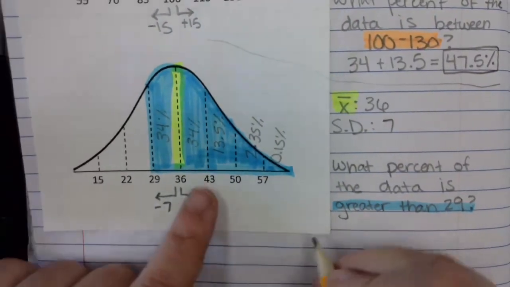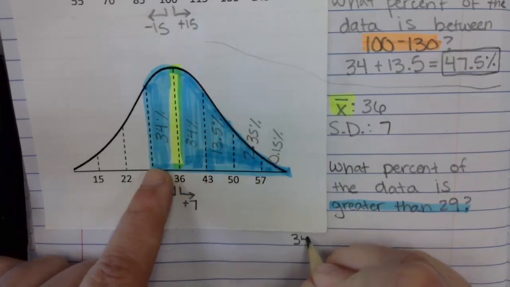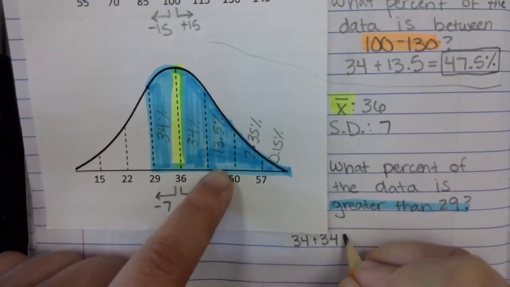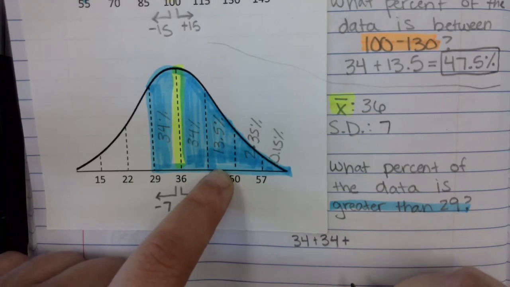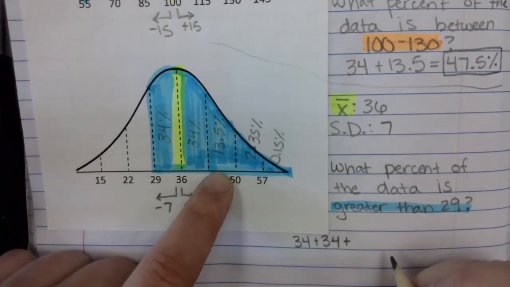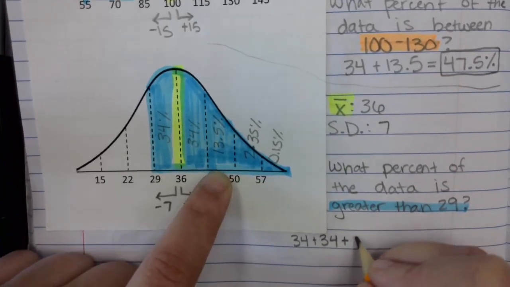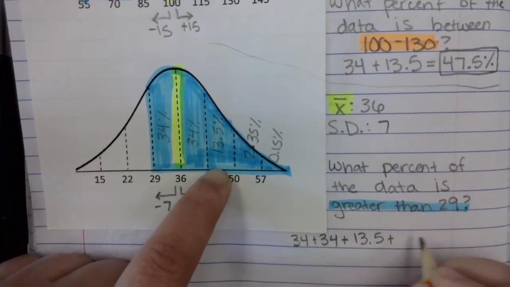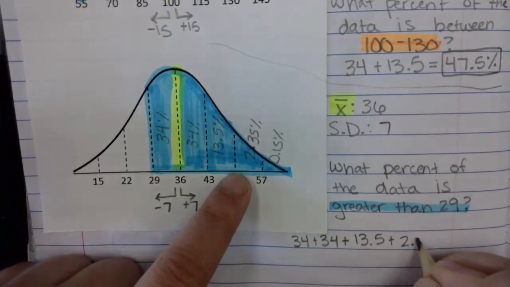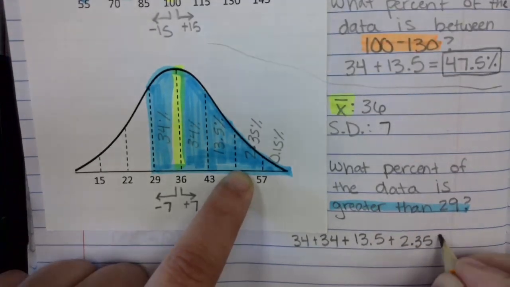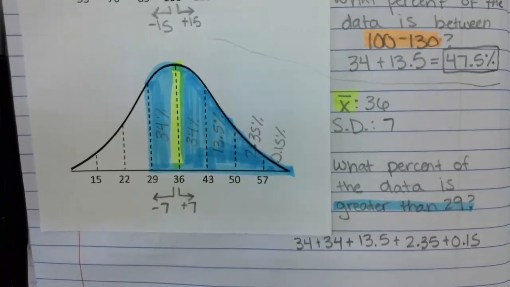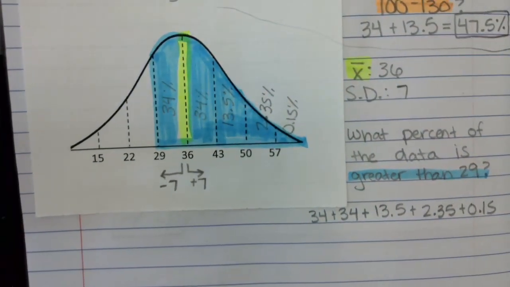So we could write that out. 34 plus 34. No, you'd have to write 2 times 34. 34 to the second would be, yeah, that's a whole big number. 13.5 plus 2.35 plus 0.15. So that's one way to do it, is to add each individual bar.